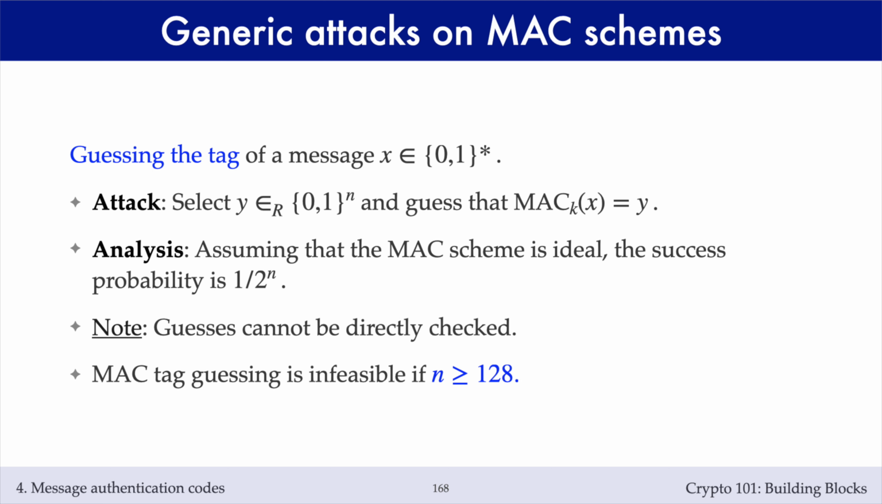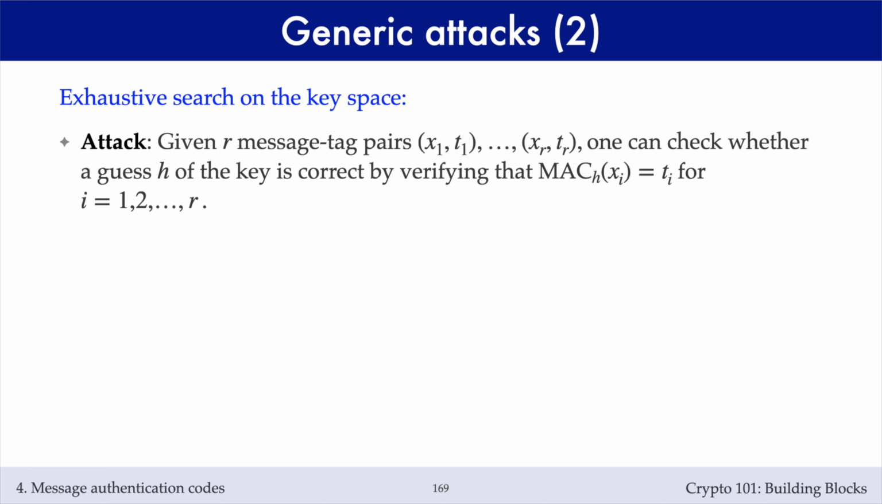And so, to make sure that MAC guessing is infeasible, the length of the tag should be at least 128 bits. In that case, the probability of success is only 1 over 2 to the 128, which is essentially 0. The second generic attack on MAC schemes is exhaustive key search. The adversary is given r known message tag pairs x1 t1, x2 t2, up to xr tr.